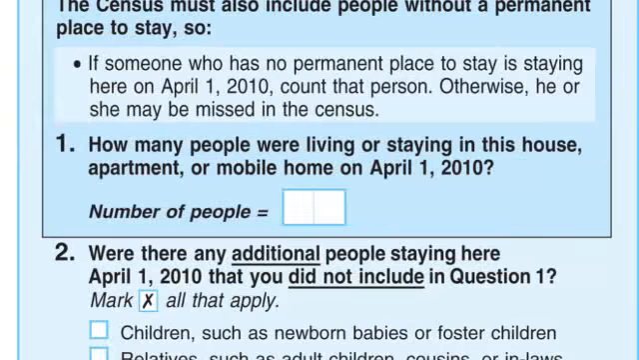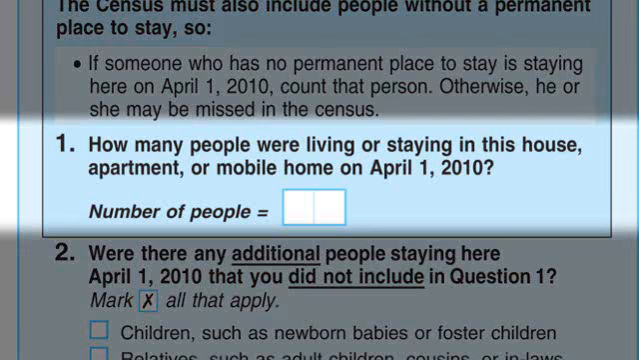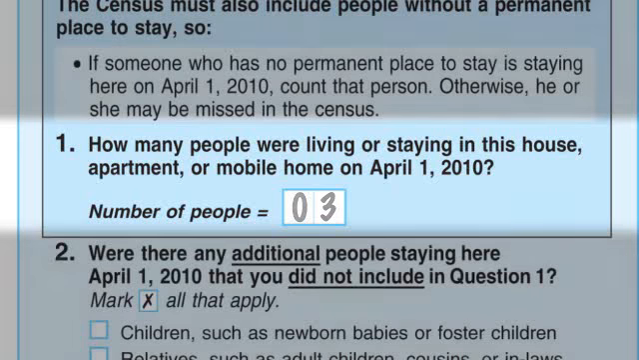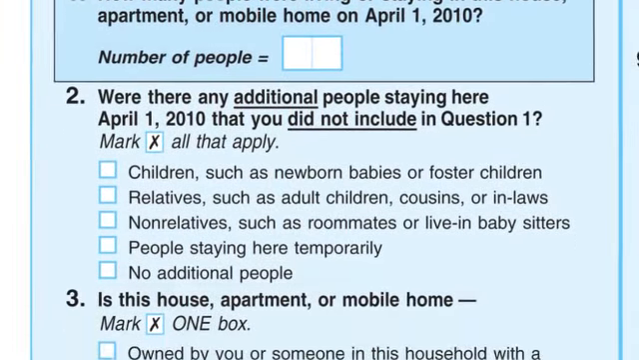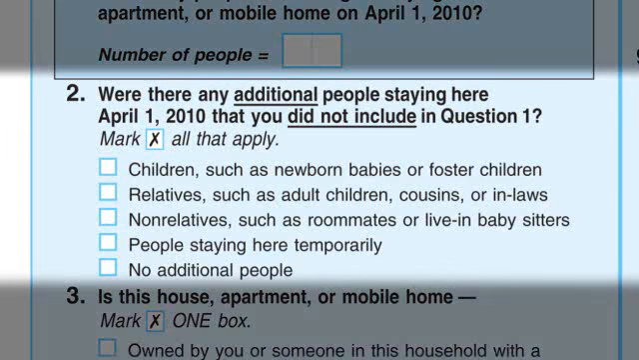Now you're ready to answer question 1. How many people were living or staying in this house, apartment, or mobile home on April 1st, 2010? For example, if your count is 3, write 03. Moving down to question 2.